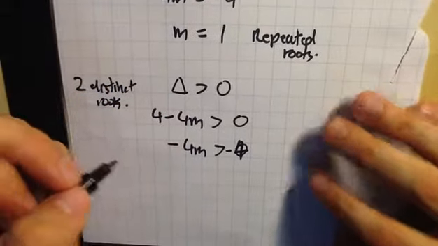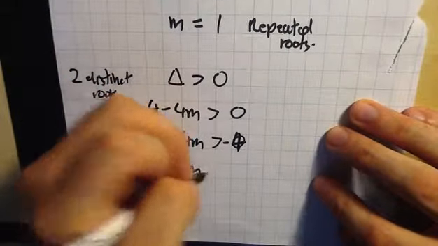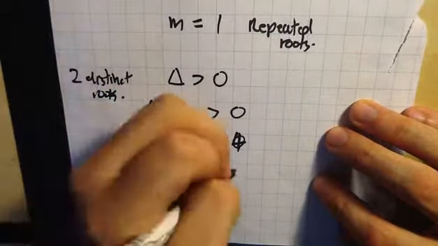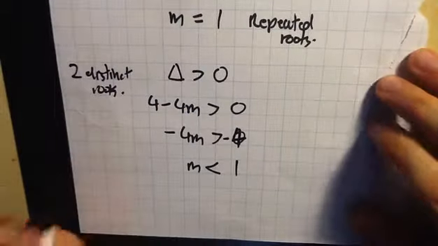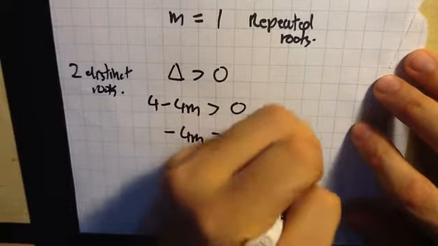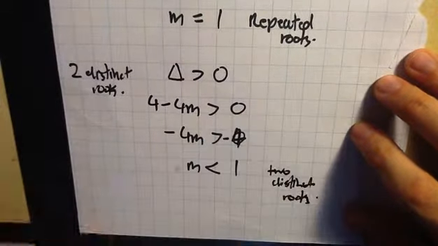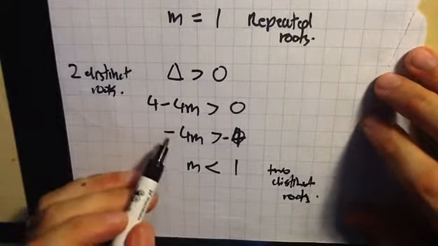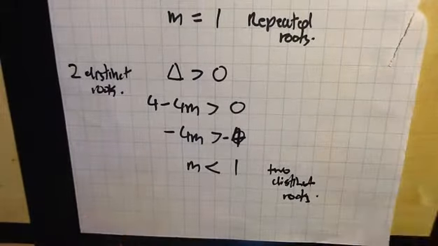Now divide both sides by negative 4. What happens when I divide both sides by negative 4? The inequality switches. Okay, so m is less than 1. So when m is less than 1, we have 2 distinct roots. Just always remember, if you divide or multiply by a negative number, you have to switch the inequality sign.